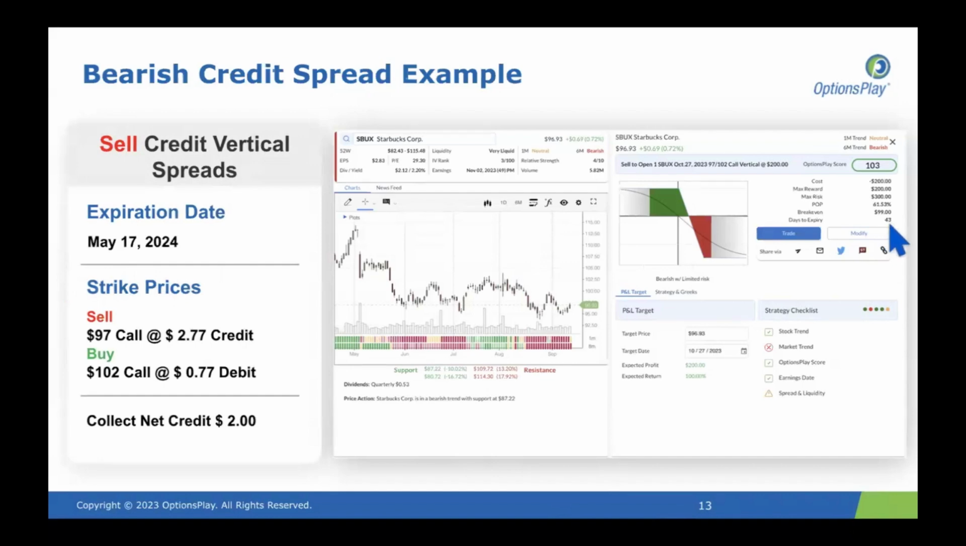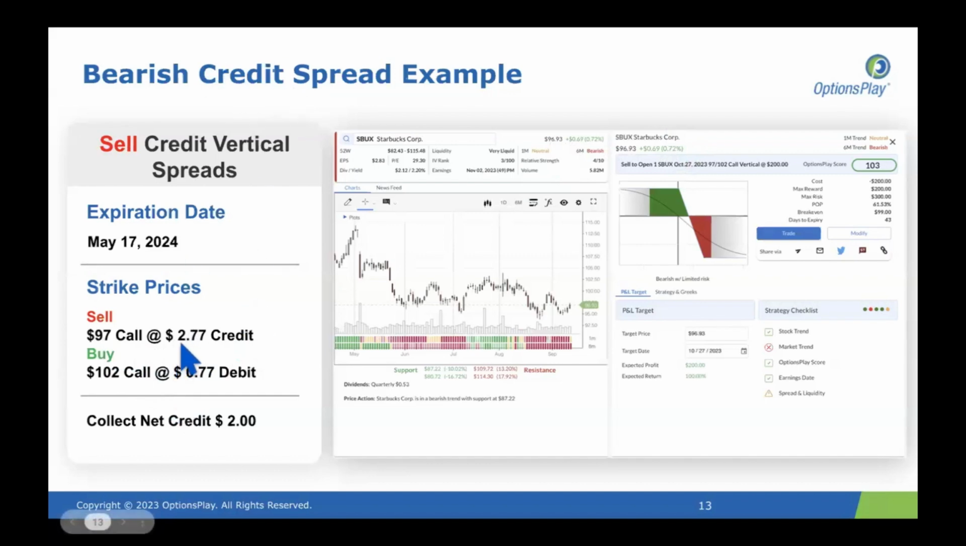Pointing to it over here, you may have to squint to see that, but there's 43 days to do it. We are going to sell the 97 strike call. In this instance, the underlying stock is at 96. We're going to sell an out of the money call. We're still going to be bearish on this.